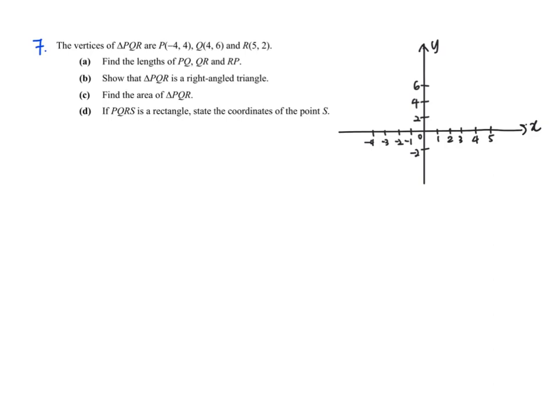So this point P will be (-4, 4), right? Point P. And point Q will be (4, 6). 4, 6 is slightly higher. Then the point R is (5, 2). Right, so I will have a triangle that looks something like this. Okay, now question 7a says, find the lengths of PQ, QR and PR.